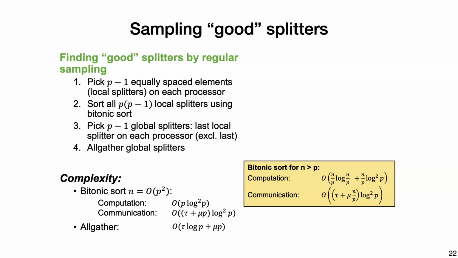So the computation time is p log squared p. The communication time is tau plus mu times p times log squared p. And then you also have to pay the all-gather cost, which is just plugging p in for the message size in the all-gather cost.